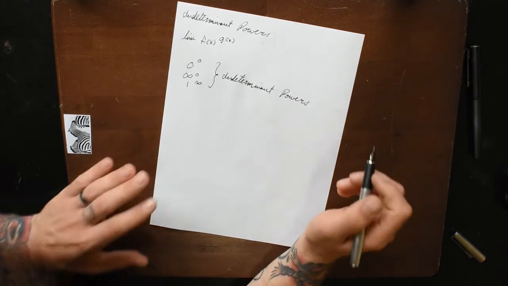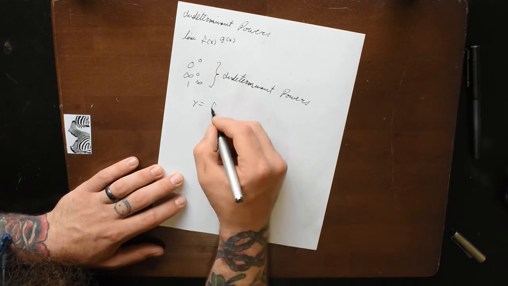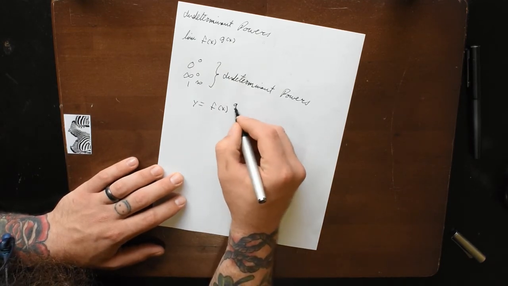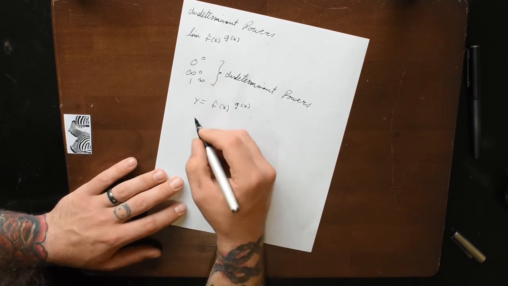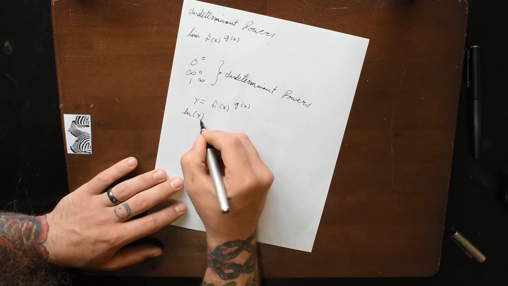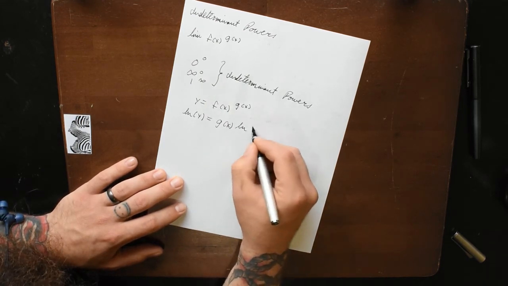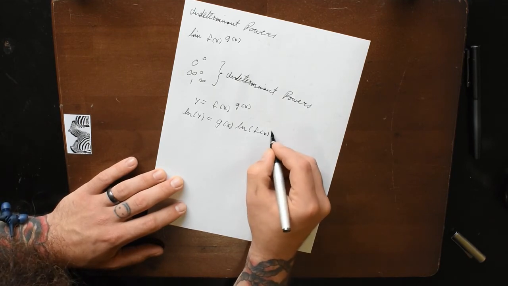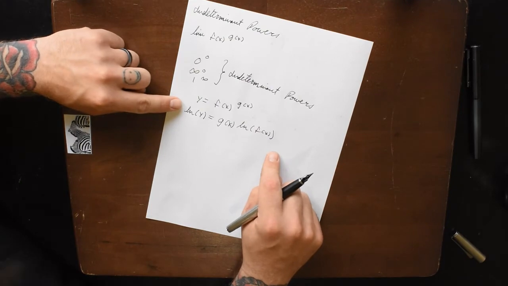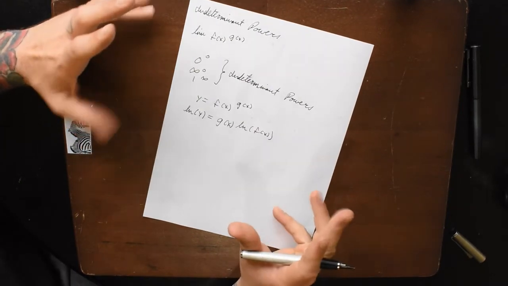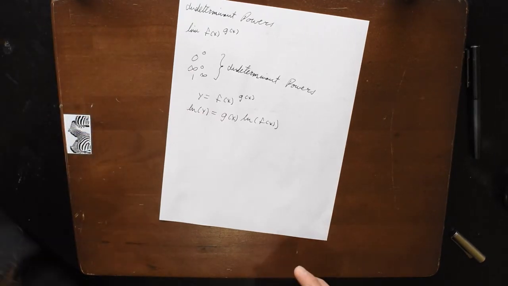So our trick is that if we have y equal to some f of x to the power of g of x, well, we could take the natural log of both sides, and we get that the natural log of y is equal to g of x times the natural log of f of x. So we're going to use some logarithmic differentiation and some L'Hopital's rule in order to deal with our indeterminate powers.